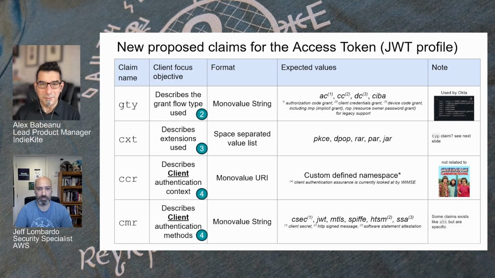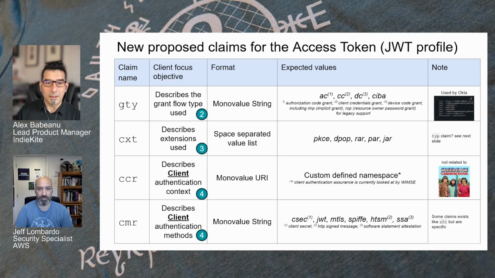And this slide here is the gist of it. So first, we'd like to introduce 4 new claims that would be added to the access token that would pertain to those client things that I just talked about. The first one, GTI, would describe the grant flow that was used in order to authenticate the client. So we'd have an authorization code, client credential grant, etc. The second one, CTX, would describe the extensions used in that authorization flow. For example, PKCE, DPoP, RAR, PAR, JAR, etc.